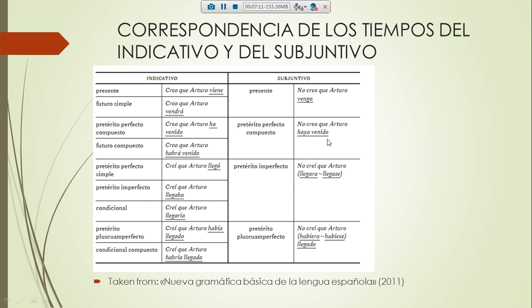pretérito perfecto compuesto. O sea, que a creo que Arturo ha venido, la forma negativa que le corresponde es no creo que Arturo haya venido. O creo que Arturo habrá venido para esa hora, no creo que haya venido o llegado para esa hora. I would like to draw your attention to el pretérito perfecto compuesto because in my experience I have noticed that students often think or rather translate el pretérito perfecto compuesto by means of a past perfect in English instead of present perfect. Okay.